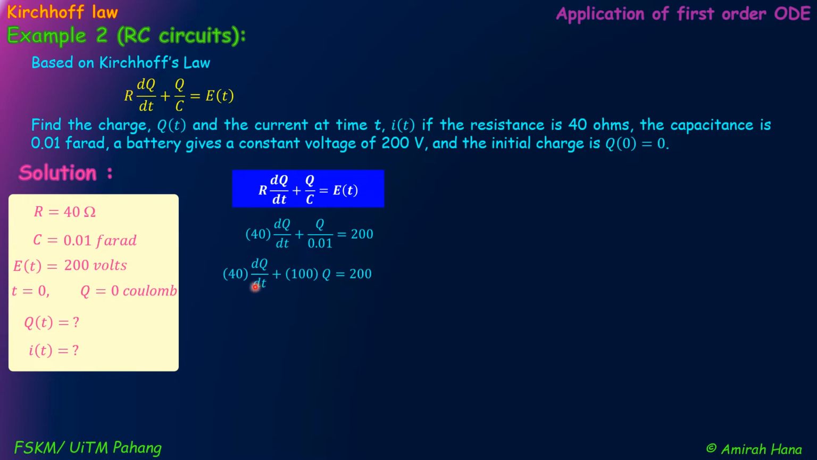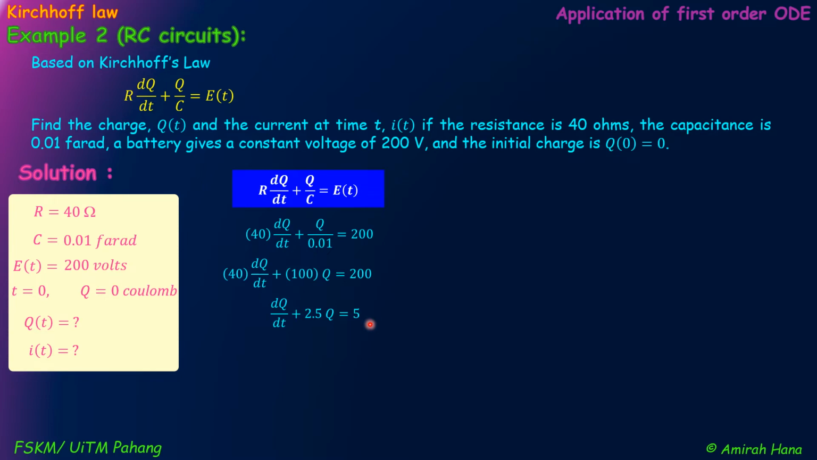From here, we need the coefficient of dq over dt to be positive 1. So what should we do? We need to divide each term by 40. After we divide each term by 40, we got dq over dt plus 100 divided by 40, which is 2.5, times q, equals 200 divided by 40, which equals 5.